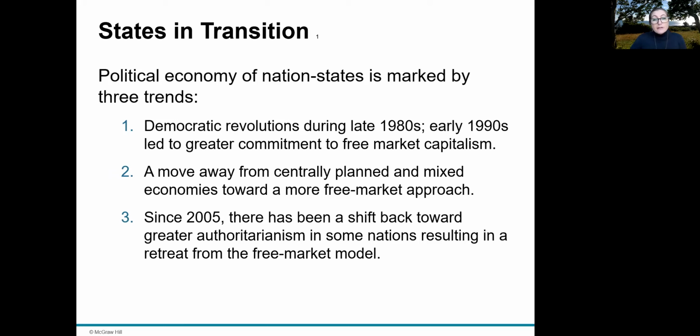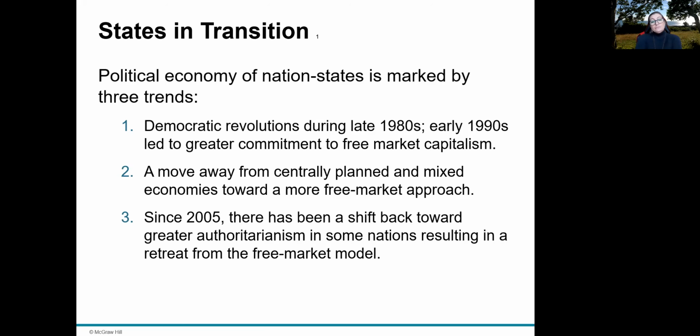So the political economy of nation states is marked by three trends. Democratic revolutions during the late 80s, early 90s led to greater commitment to free market capitalism. We saw a move away from centrally planned to mixed economies toward a more free market approach. And since 2005, there has been a shift back towards greater authoritarianism in some states.